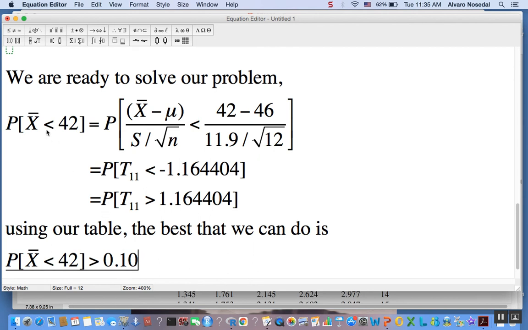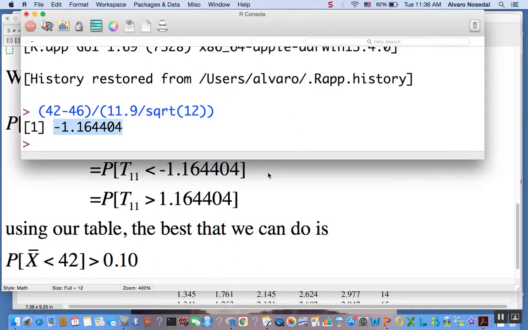Now, let's do this using R. We know that this probability here is the same as the probability that the t distribution with 11 degrees of freedom is less than negative 1.16 something, right? There's a function in R that gives you the CDF. It evaluates the CDF at particular points. For a t distribution, it goes like this, pt. Again, pt evaluates the CDF of a t distribution at particular points.